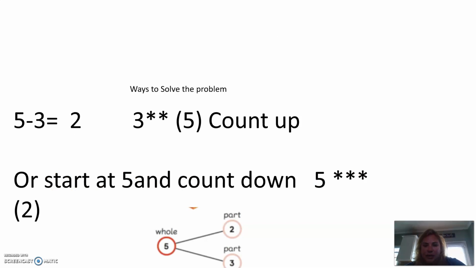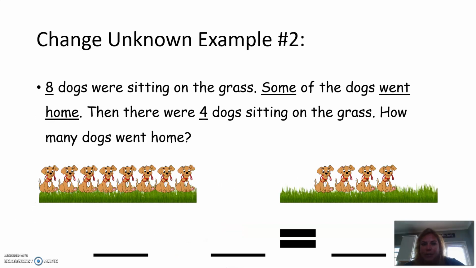All right. So I want you now to figure out this problem. All right. Remember our steps. We're going to read the problem. 8 dogs were sitting on the grass. Some of the dogs went home. Then there were 4 dogs sitting on the grass. How many dogs went home?